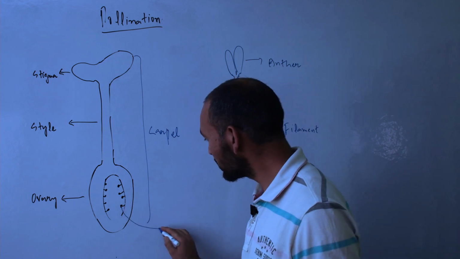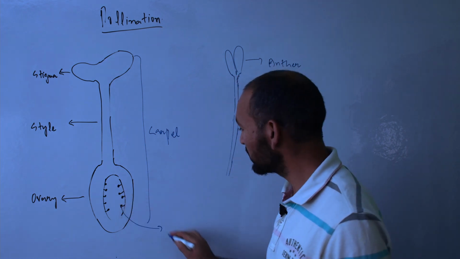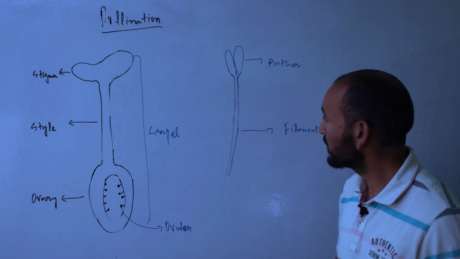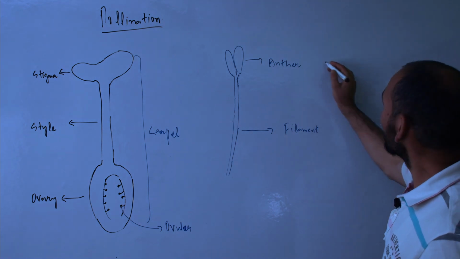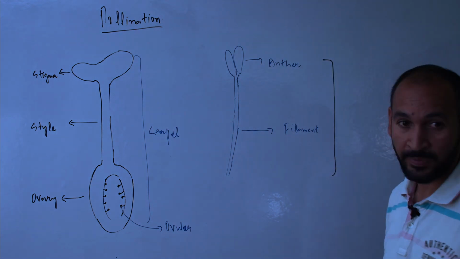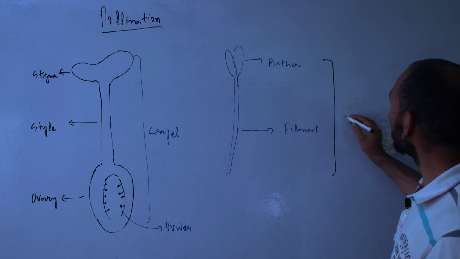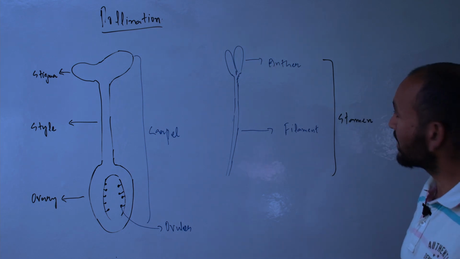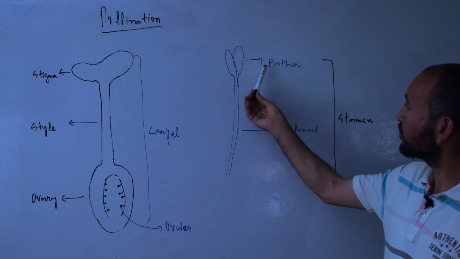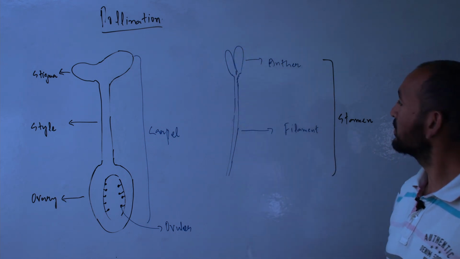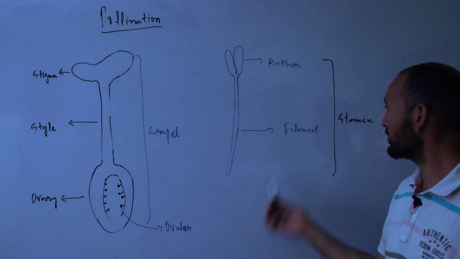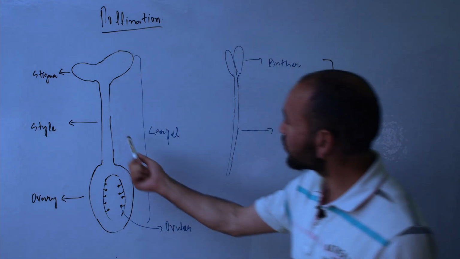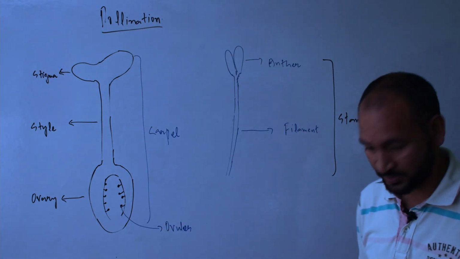Within this ovary, these are the structures that you can find. These are the ovules. This is the male reproductive part. We refer to this male reproductive part as stamen. Stamen, again, it has got two parts. One is this anther and it has a long stalk again. This long stalk is referred as filament. So these are the two reproductive parts that you have in a flower.